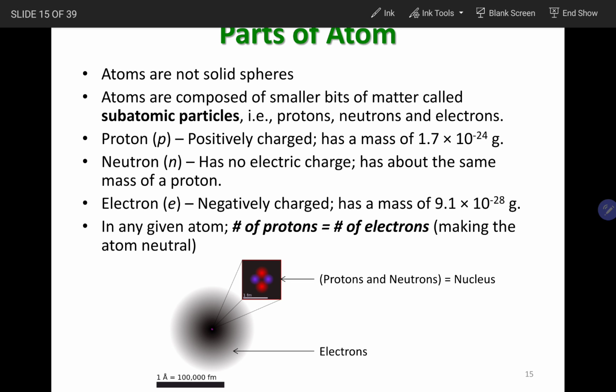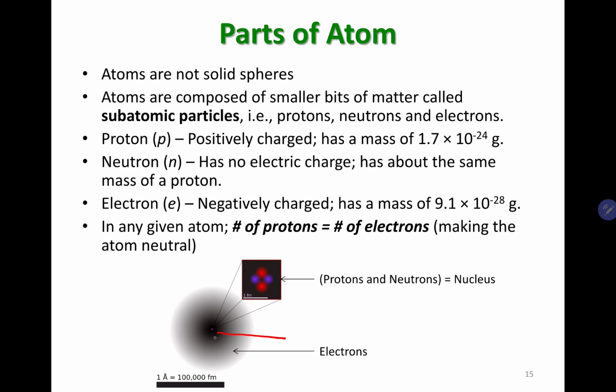The nucleus is actually very small. The nucleus is where you have the protons and neutrons, and it is like a tiny dot in the middle of an atom. Even though it contains the big heavy protons and neutrons, it's like a tiny dot in the middle. And then the majority of the atom is basically the electron cloud, which is basically this area.